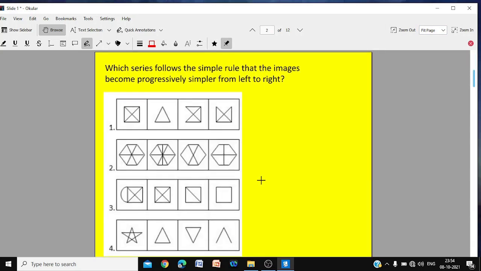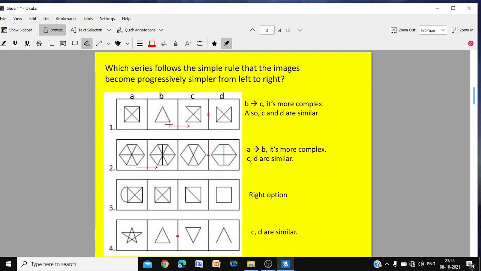Which series follows the simple rule that the images become progressively simpler from left to right? As you move from left to right, the figure should be simpler. At each step, the figure should become more and more simple. So, 4 sets of figures 1, 2, 3, and 4. Which one follows the rule?